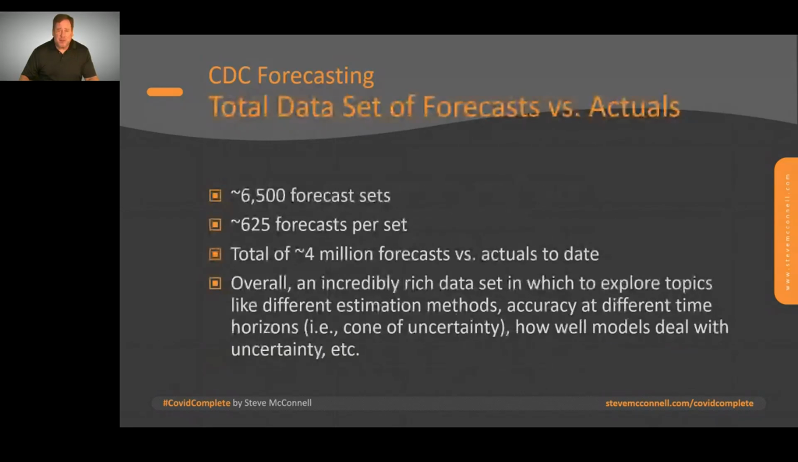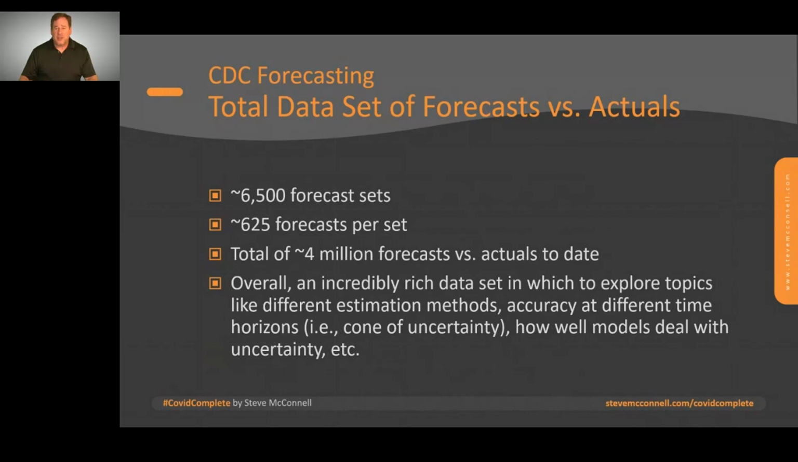The pandemic has been going on for too long now, but the data has been produced since the beginning of July. What we have at this point for data analysis purposes is about 6,500 forecast sets with about 625 forecasts per set, and that gives us a total of about 4 million forecasts where we can compare forecast to actuals up to this point in the pandemic. What this means is that we have this incredibly rich data set where we've had at times 60 different teams contributing forecasts into this pool of estimates versus actuals, and 4 million total forecasts.